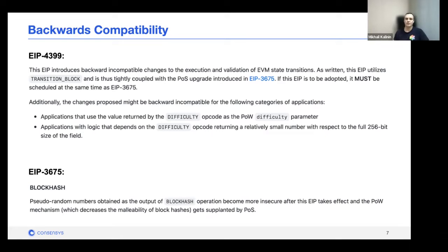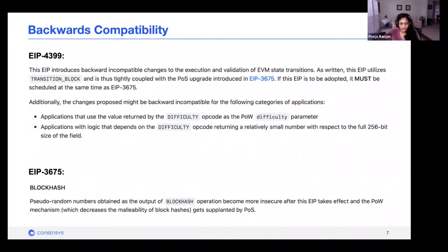As has been said, if any application uses the difficulty as the real difficulty from the proof of work world, it will be affected. If the application relies on the block hash and only on the block hash as a source of randomness, it may be affected because the block hash becomes malleable after the merge, because it's not secured by the proof of work seal anymore. So it's really easy to remove or add a transaction and get a completely different block hash, which will affect the output of this or that transaction that uses block hash as a source of randomness. So these are the two main things that are affected.